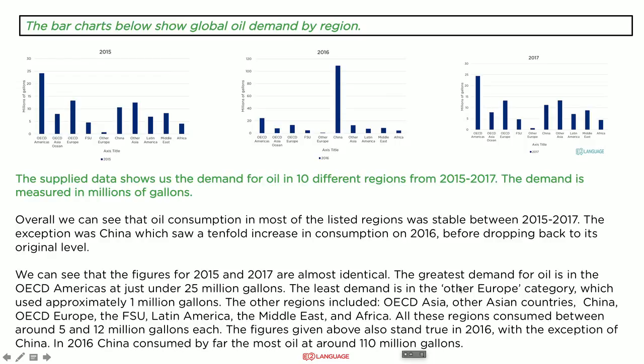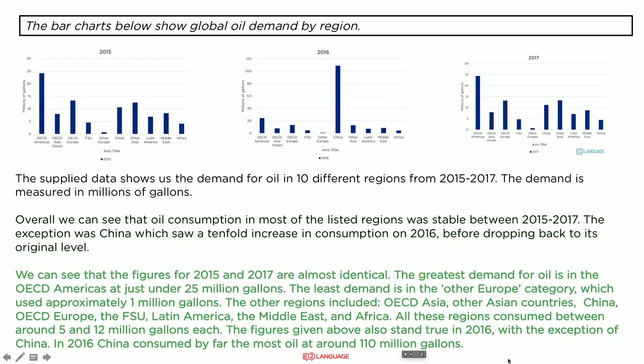So I've made mine a little bit more comprehensive, and I've in fact written 2 sentences, which is fine. Now I move on to the overall description. Overall, we can see that oil consumption in most of the listed regions was stable between 2015 to 2017. The exception was China, which saw a 10-fold increase in consumption in 2016. My little error there, that's something I need to check before I move on to my essay, before dropping back to its original level.